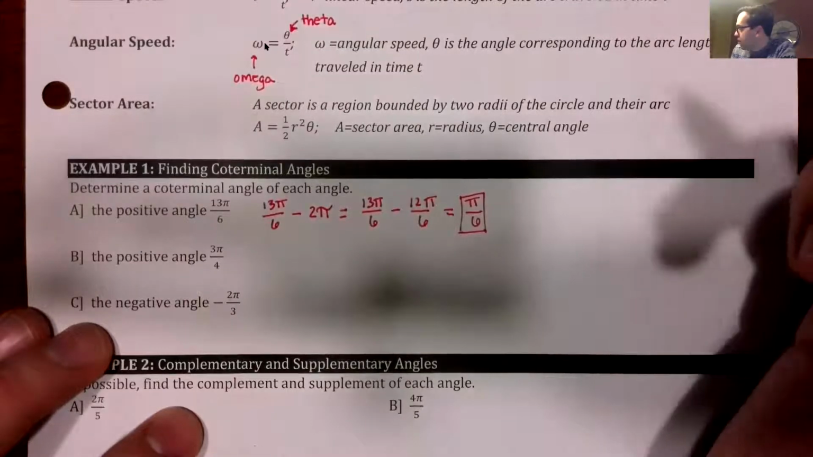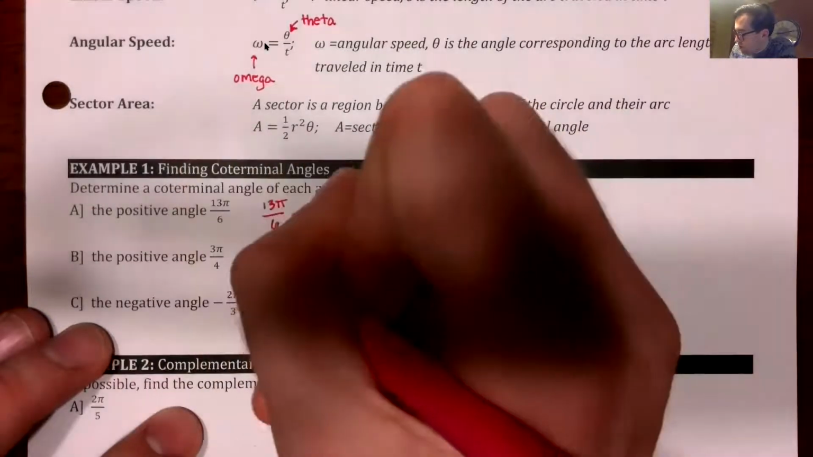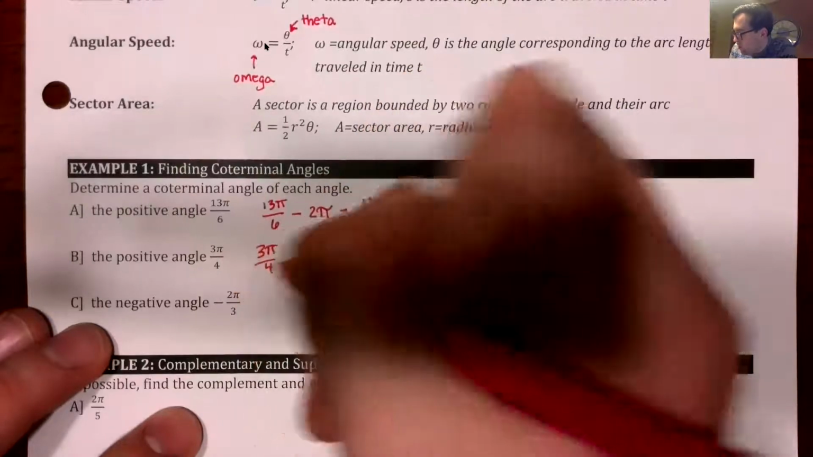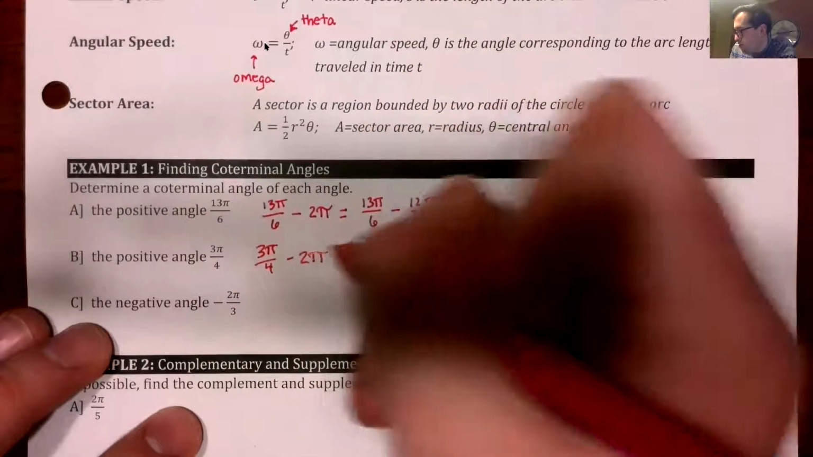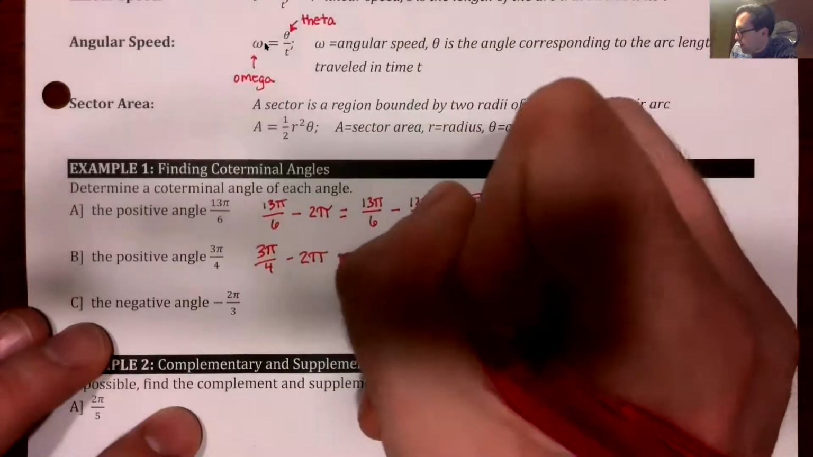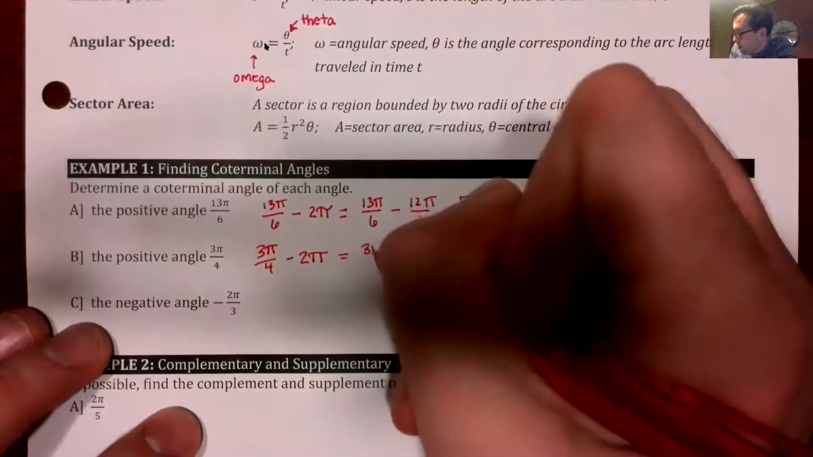All right? So we can do the same thing with letter B. We have 3 pi over 4. We could subtract or add 2 pi. I chose to subtract. And I'm going to look for a common denominator.